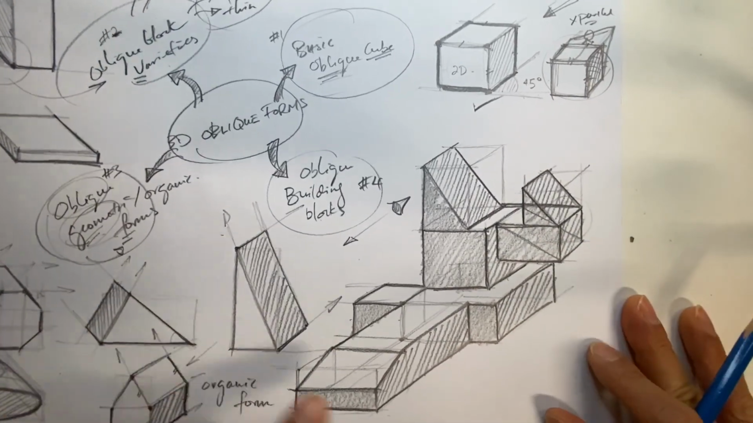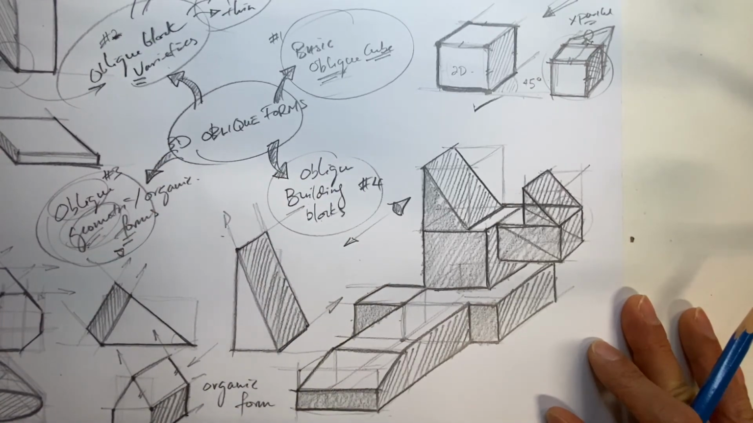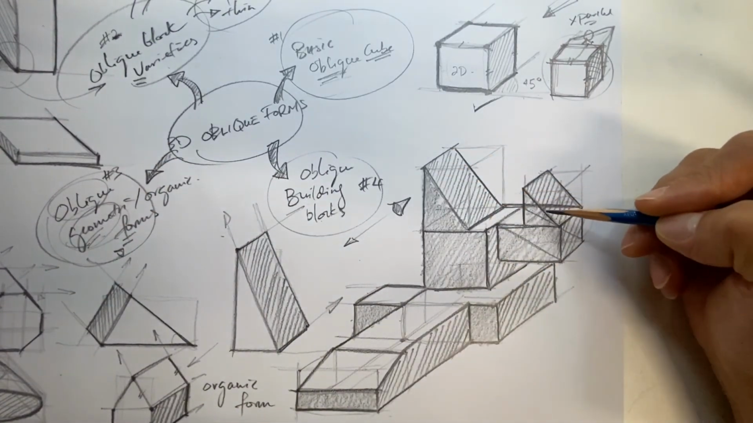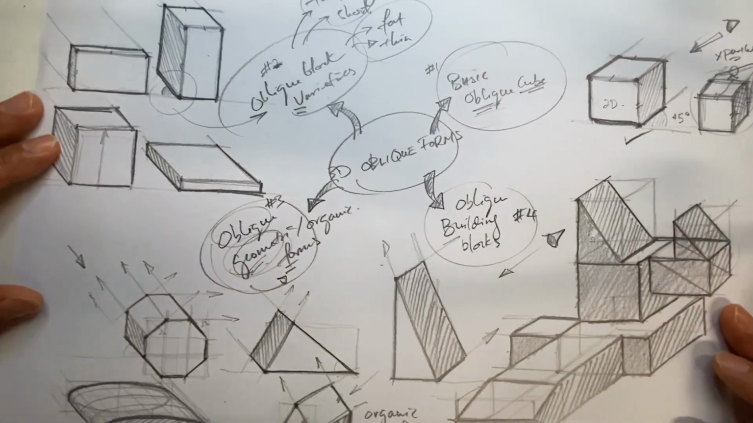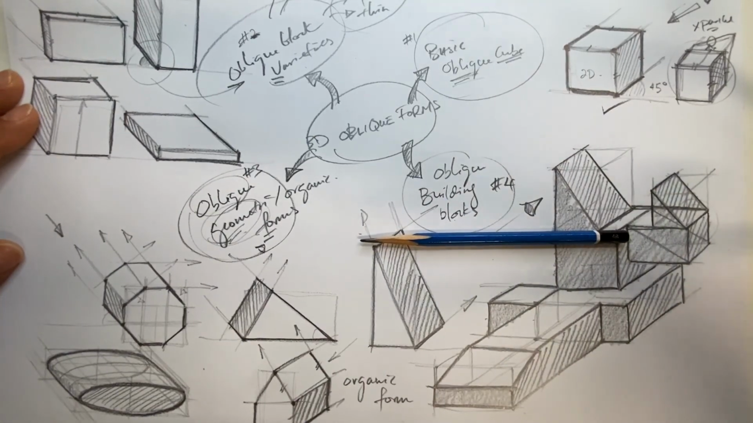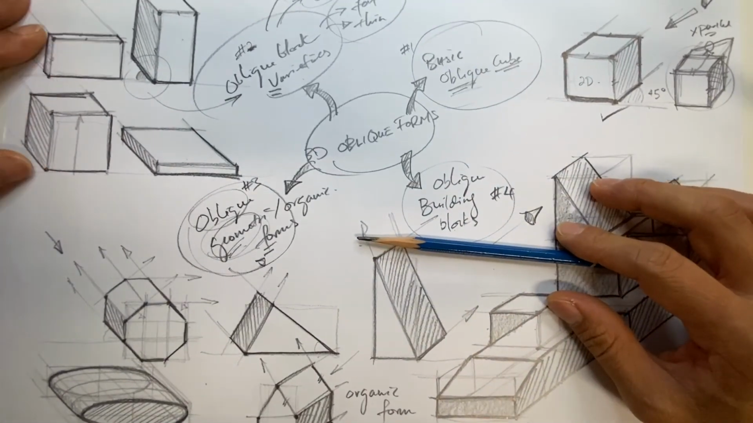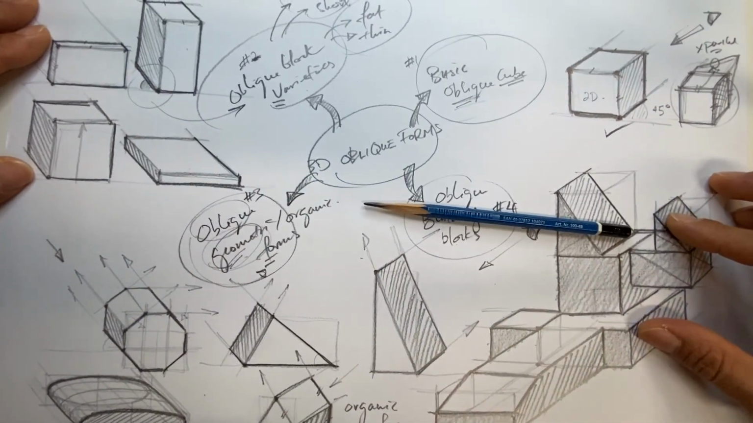Alright, so here we have oblique building blocks, which you have just learned how you can combine various geometric oblique shapes and make them into organic forms. So I hope you like this video presenting to you the 3D oblique forms. There you go, and hope you like it. Bye bye.